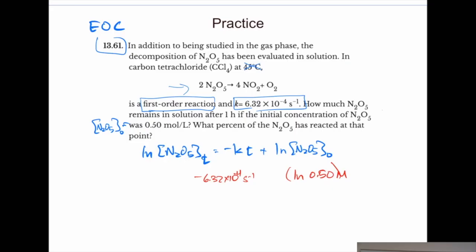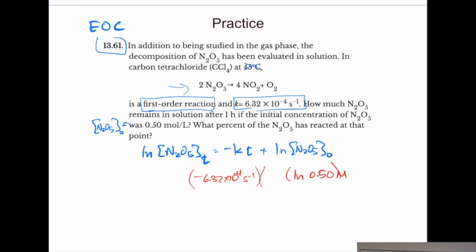Notice that K is in per second. So if you look back on that chart, that should be the units of K for a first order reaction. We need to solve for T. No, we don't need to solve for T. We're told what T is. What's T? An hour. So what am I going to put here for T? 1 hour?